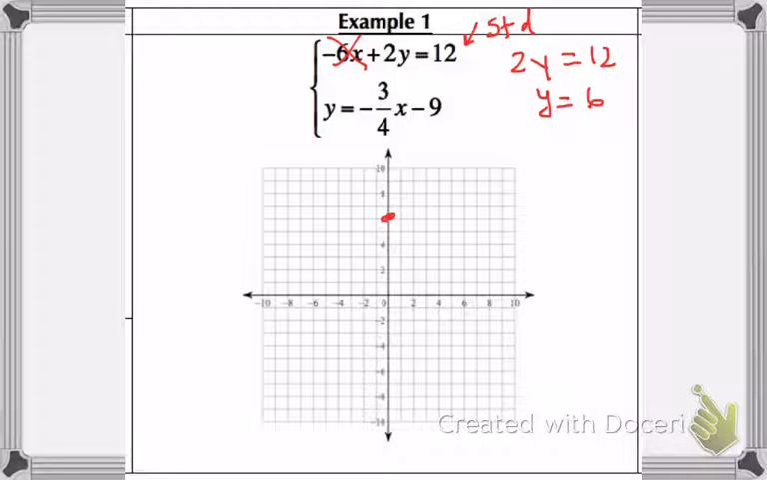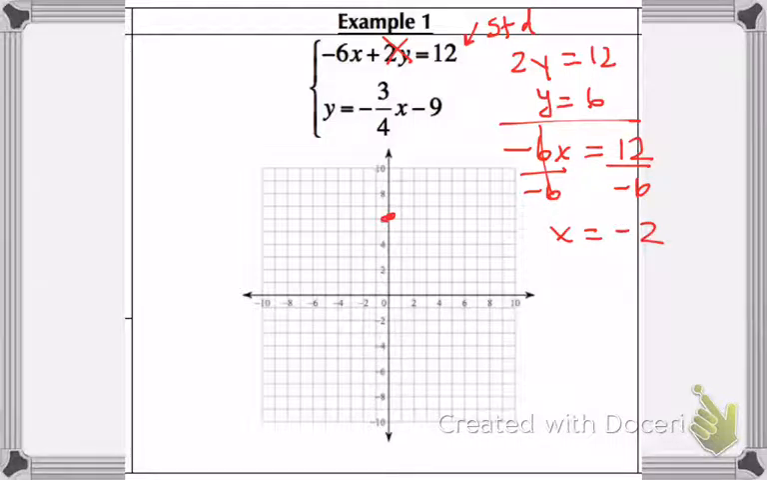And then if I instead go back and cover up the y, I get negative 6x equals 12. Divide by negative 6, x equals negative 2. So I have a negative 2 right there. Now, I want to use a ruler to draw this as efficiently as possible. So let's see if I can get a straight line here, so that I can find where they cross. If you are drawing your line all wonky, then you may not find the correct point of intersection.